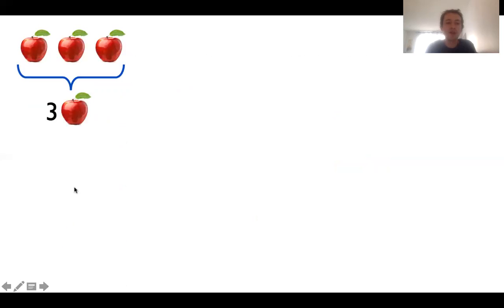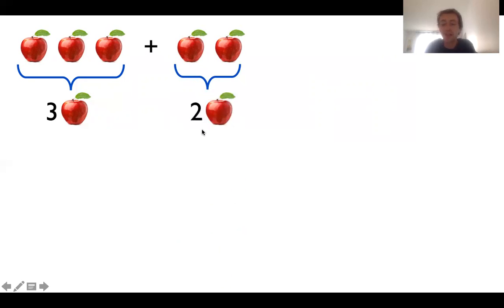So why am I showing you apples? Well, I'm just saying that 3 apples, if I don't want to draw them out like this, I can just maybe write them like this. 3 apple sign means I've got 3 apples. If I want to add 2 more apples, I don't really want to draw them out like this, so I'm just going to write it like this. 3 apples plus 2 apples equals 5 apples.